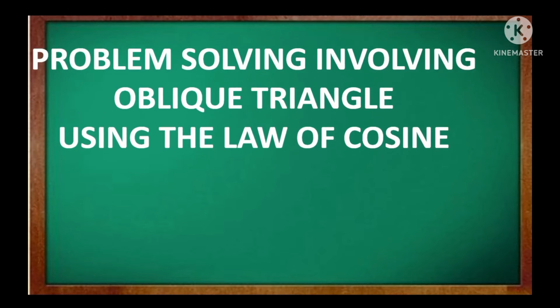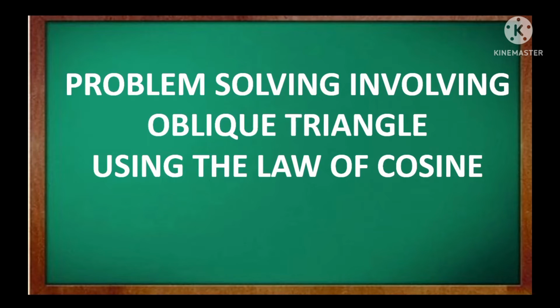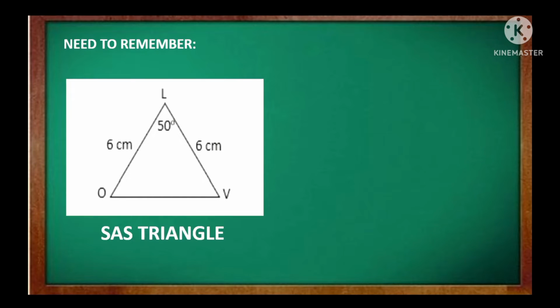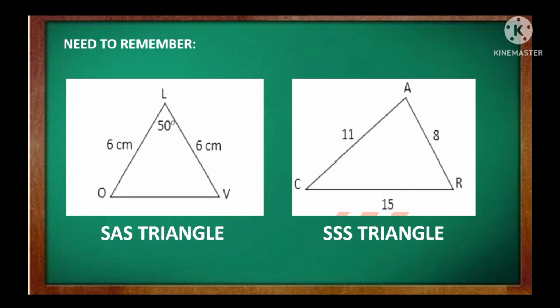So for today's video, we are going to discuss the topic about problem solving involving oblique triangles using the law of cosine. So here are the things we need to remember kapag nagsusolve tayo ng problems involving oblique triangles using the law of cosine. So kapag nag-illustrate tayo ng problem at naka-form tayo ng triangle na SAS and an SSS triangle, it will lead us to determine that the law we are going to use is the law of cosine.